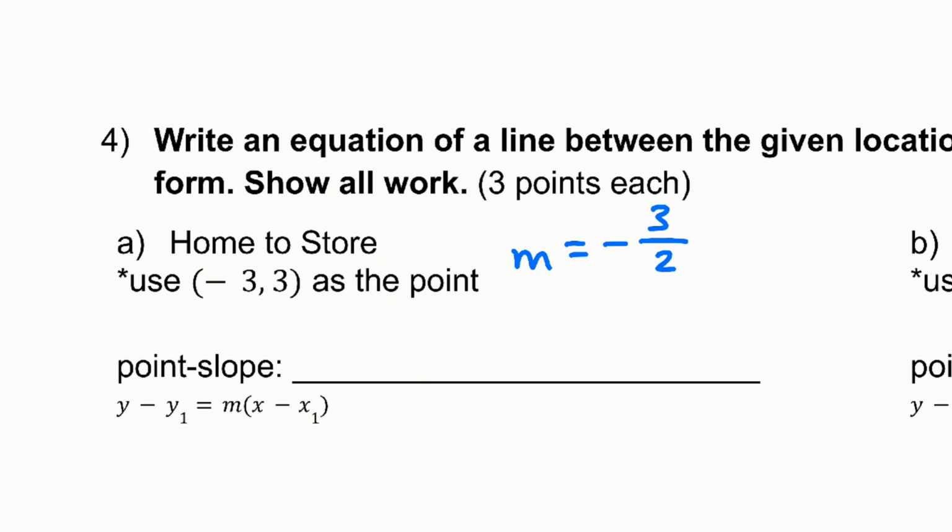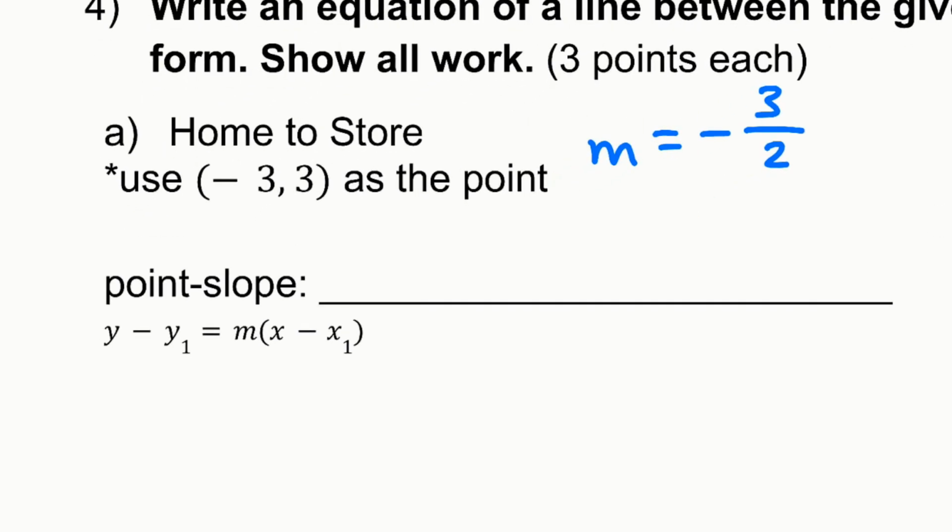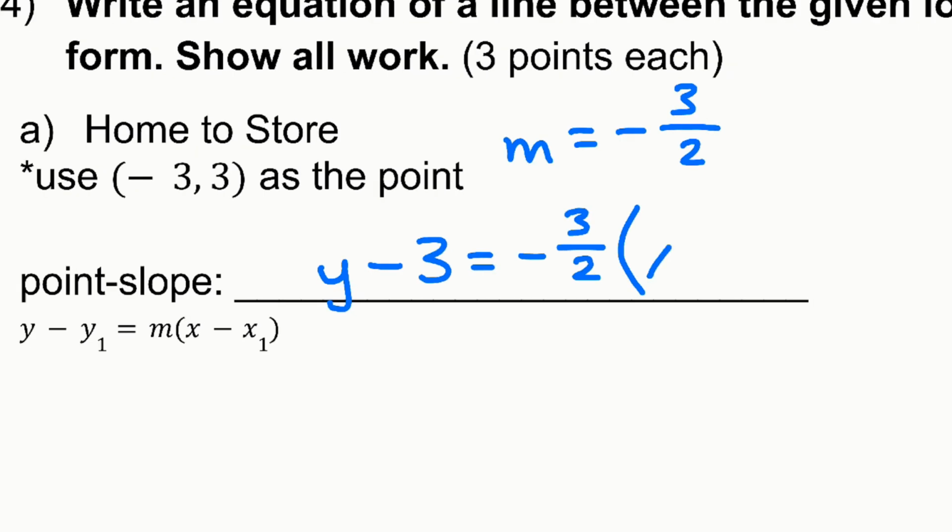So what you're going to do is substitute in what you need to. In point slope form, this is going to be y minus y sub 1 equals the slope, which is -3/2, times the x minus x sub 1. But remember, whatever is up here becomes its opposite when you put it into point slope form. So this would be x plus 3.